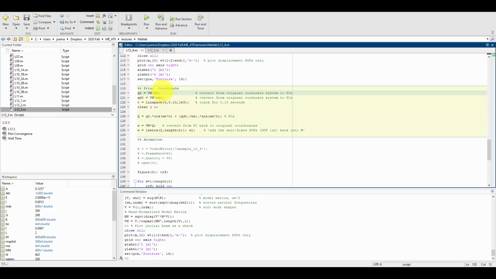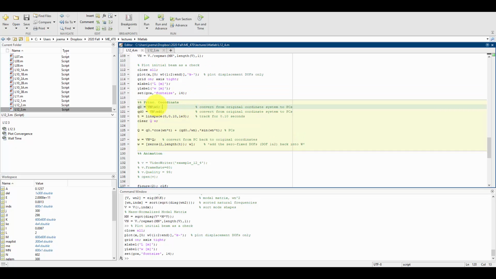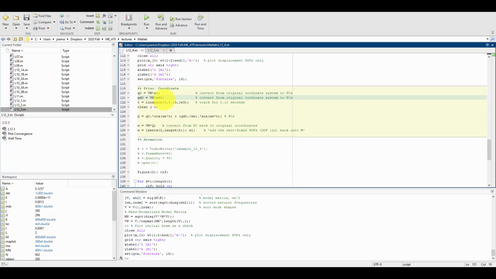I now have my mass-normalized modal matrix, so I need to convert my original degrees of freedom, this W, into my principal coordinates. So I'm doing the mass-normalized modal matrix inverse times my initial values, so times that W0, and that's going to give me my Q's, my Q naughts, and then my Q dot naughts. Again, our initial velocities were all 0. The vertical velocities, our linear velocities, and our angular velocities, so that also will remain at 0.